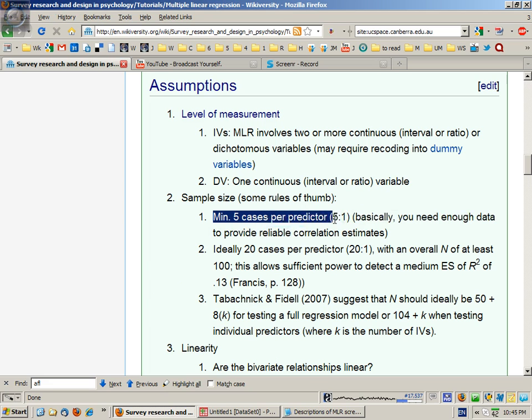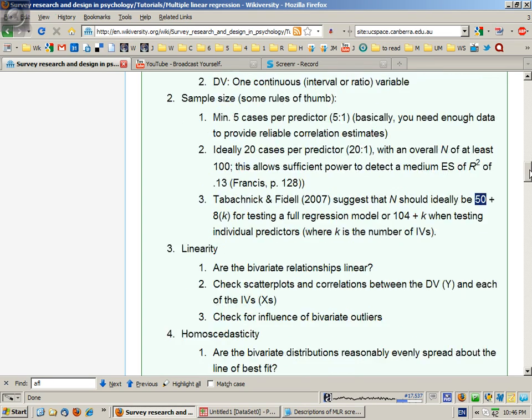One method is to use a minimum of 5 cases per predictor. So if you've got 4 predictors, you'd need 20 cases, multiplying by 5. But ideally 20 to 1. So if you've got 5 predictors, you'd want at least 100 cases. Tabachnick and Fidell offer another guideline, such as starting with 50 plus 8 times the number of predictors, or starting with 104 plus the number of predictors. But really, roughly over about 100 for most models is a desirable sample size to aim for.